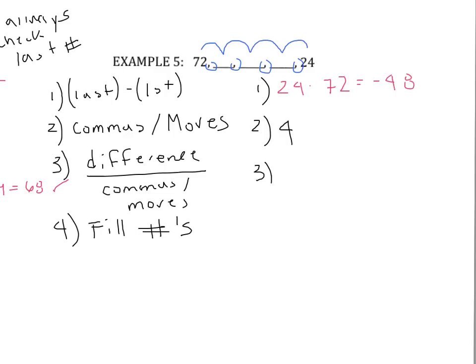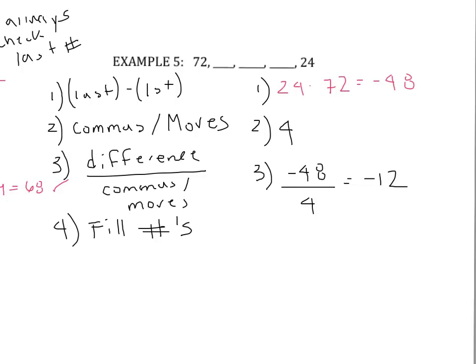Next, we're going to divide our difference, so negative 48 divided by the number of commas, 4, is going to give us a negative 12. Now that negative 12 is really important because that negative in front of it is telling us that we're going to subtract, and that's why it's important to do last minus first.